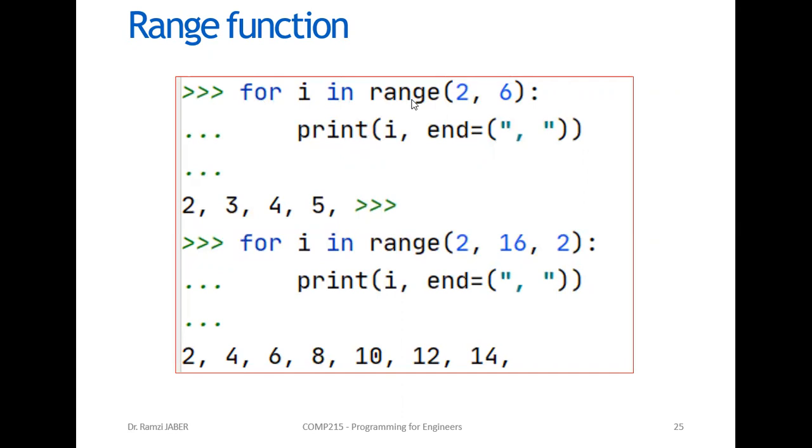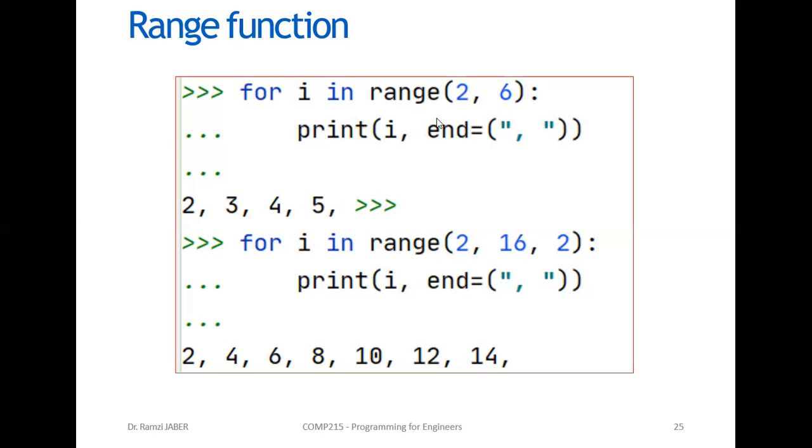For i in range 2, 6, print i followed by comma space, as you can see here. It will give us from 2 to 5, from minimum to maximum minus 1, each ended by comma space: 2 comma space, 3 comma space, 4 comma space, 5 comma space.